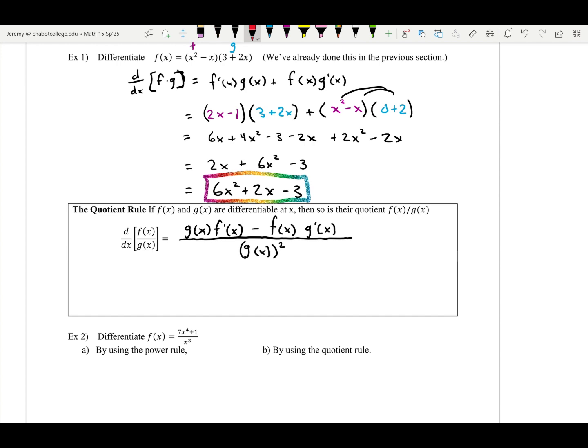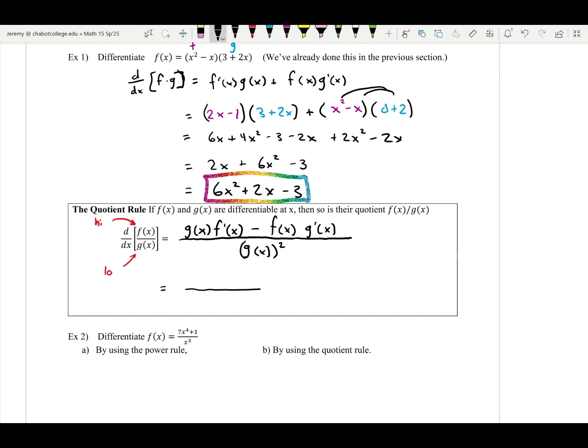And I have a little mnemonic here to help you memorize this. So g of x is the function in the denominator. We're going to call this low, because it's low down. And then this top function up here in the numerator, f of x, we're going to call this high, because one's high and one's low.